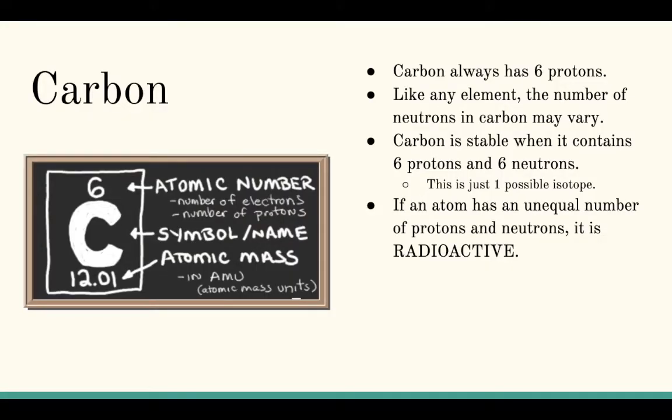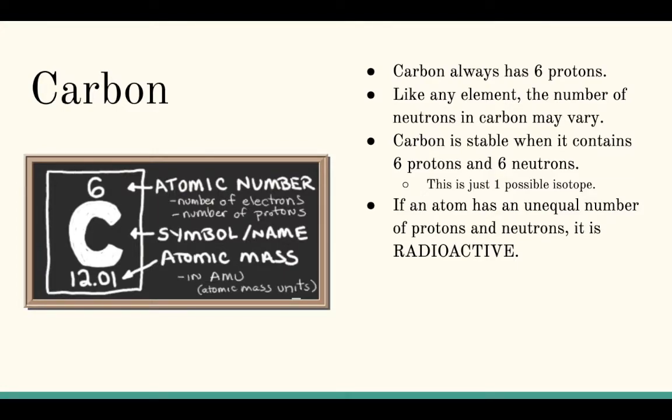Carbon is an element that's very common in our world. It is very prevalent in living organisms especially. And carbon has an atomic number of 6, which indicates the number of protons in its nucleus. Like any element, the number of neutrons in carbon may vary.